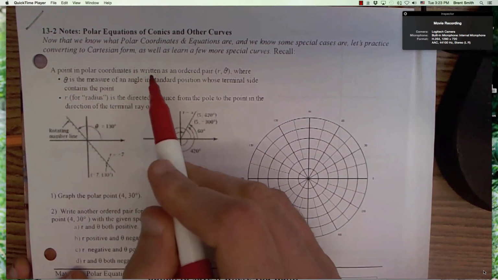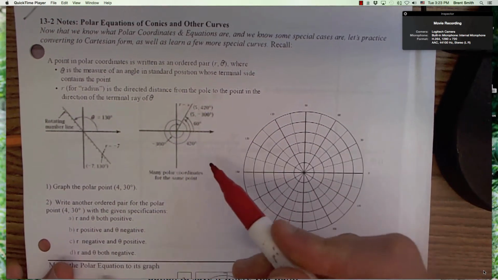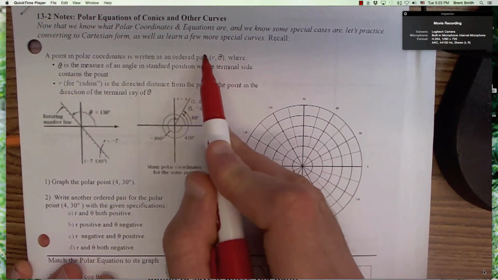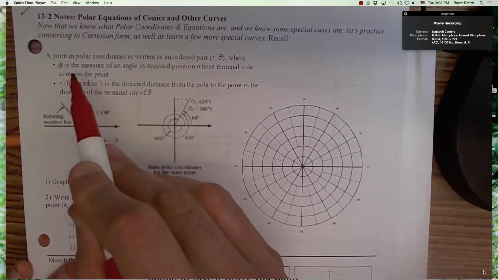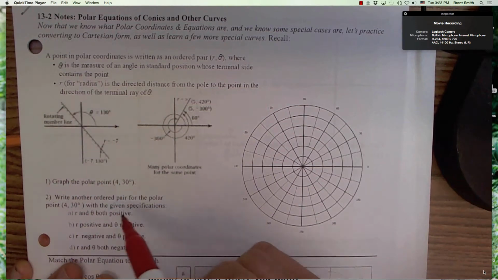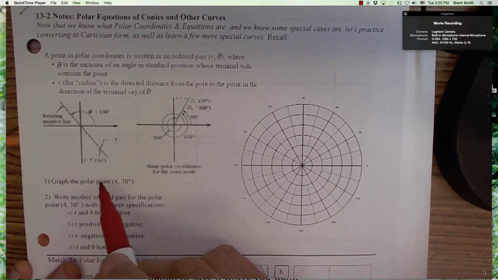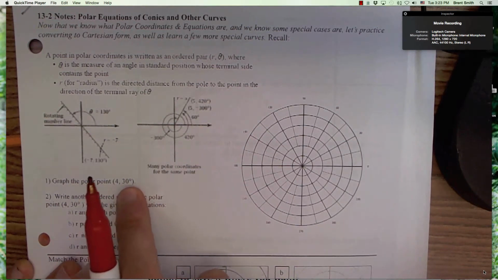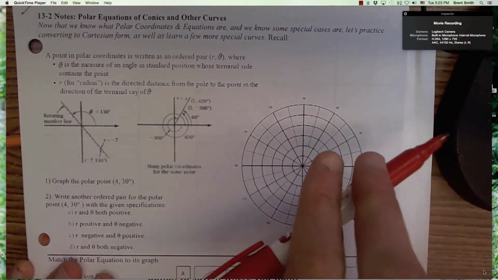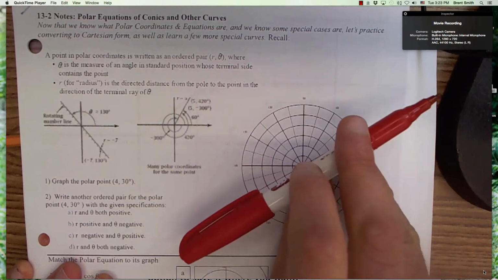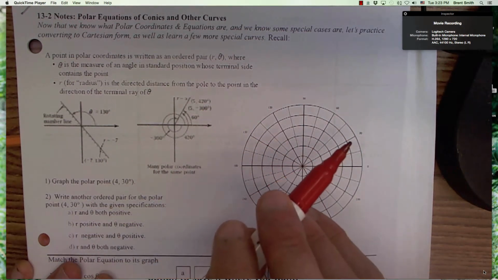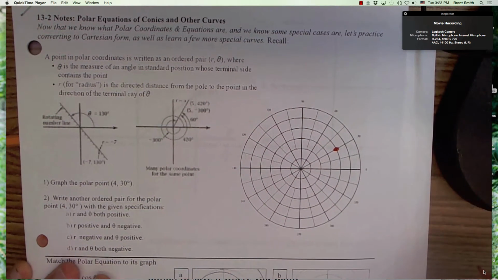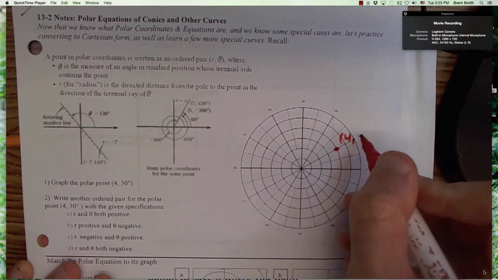This is 13-2. So just a quick review here. We have polar coordinates written r comma theta, kind of reversed here. Theta is our angle, r is the radius. And so let's graph the polar point 4 comma 30, which you really start with this angle 30 degrees. So I pretend it's like this. I rotate it 30, and then I kind of shoot it out positively. 1, 2, 3, 4. So there it is, 4 comma 30 degrees.